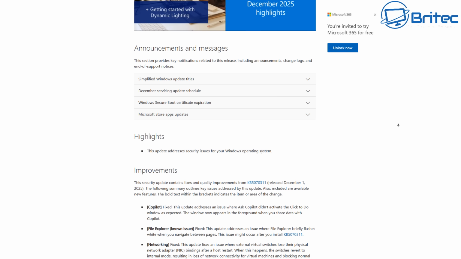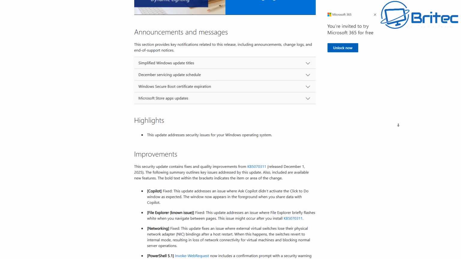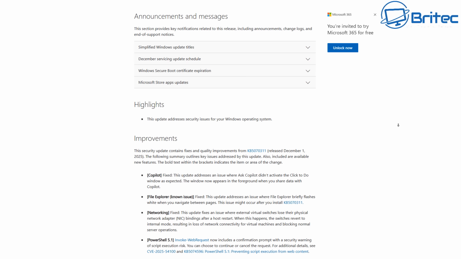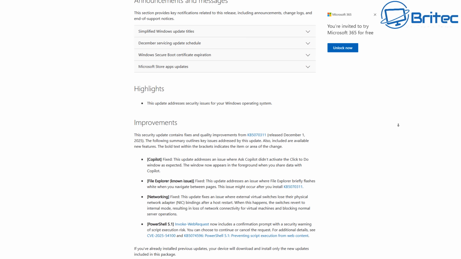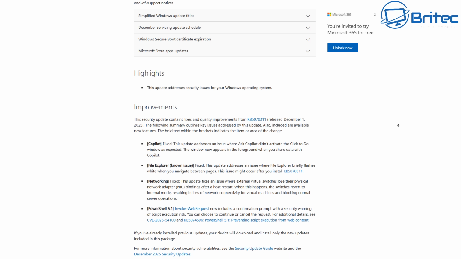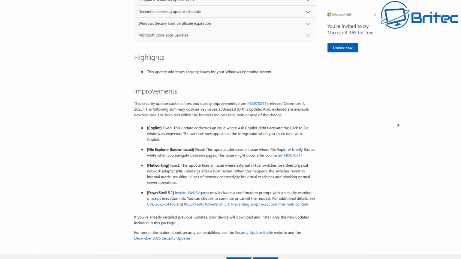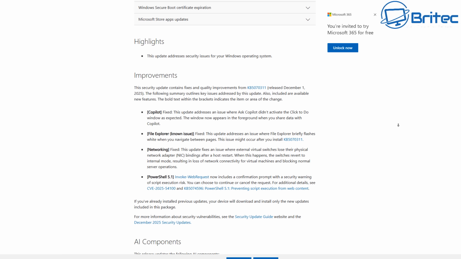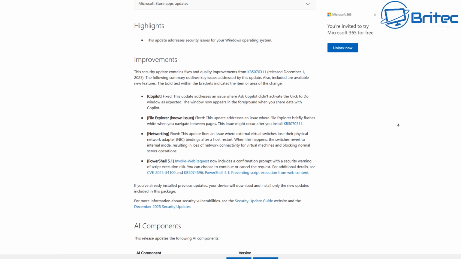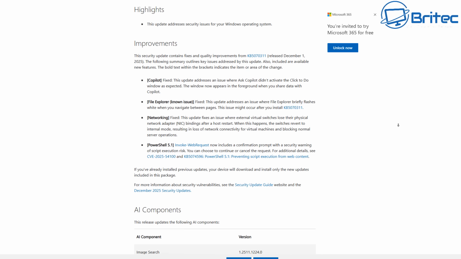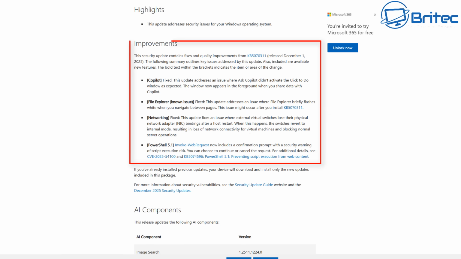Now, despite releasing a lower than normal number of security updates during the last few months, Microsoft patched a whopping 1,129 vulnerabilities in 2025. That is an 11.9% increase from 2024. And this is the second time that Microsoft have patched over 1,000 vulnerabilities.